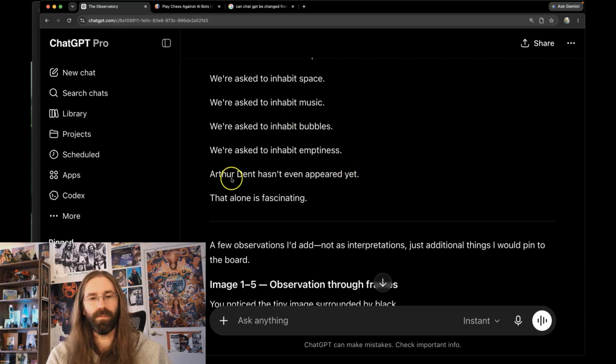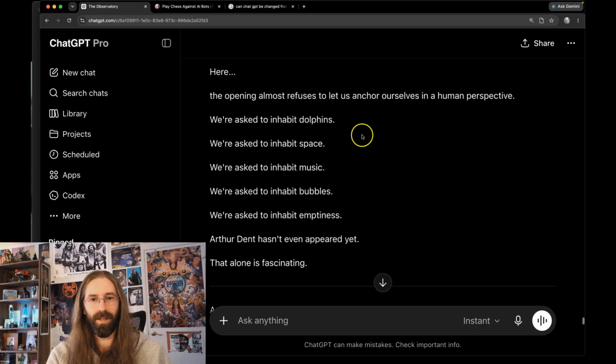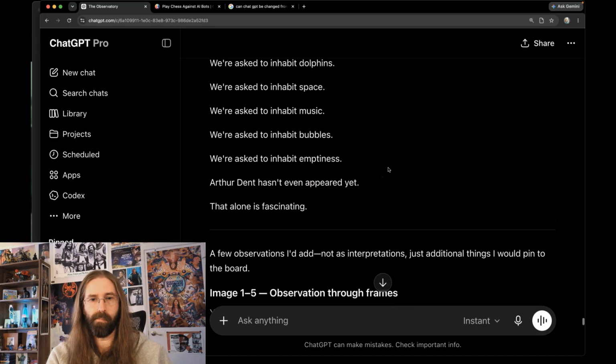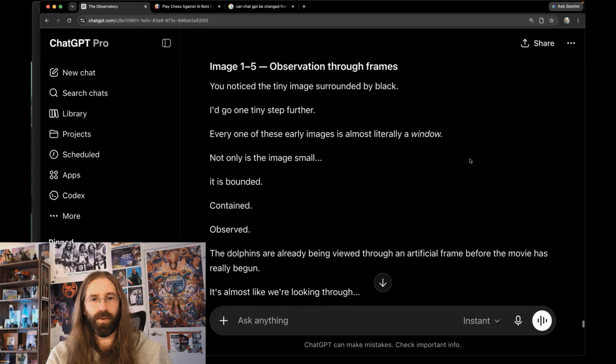Yeah, and so yet again we have a film that doesn't start with the main character. It starts with other things. And yeah, it's fascinating. I don't know what to make of it yet, but it is a lot of inhabitation. Observation through frames.